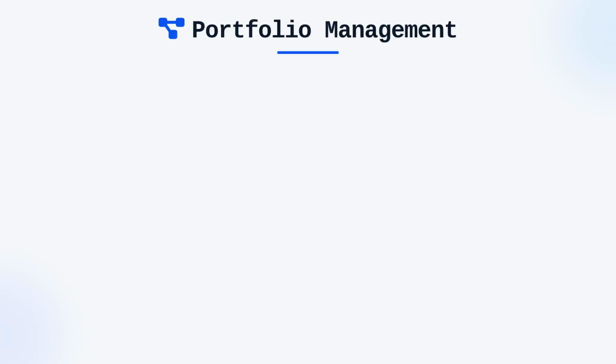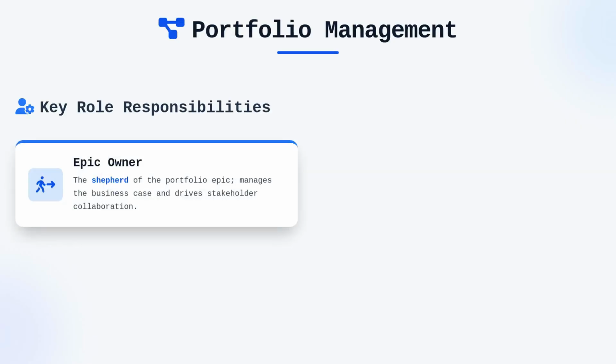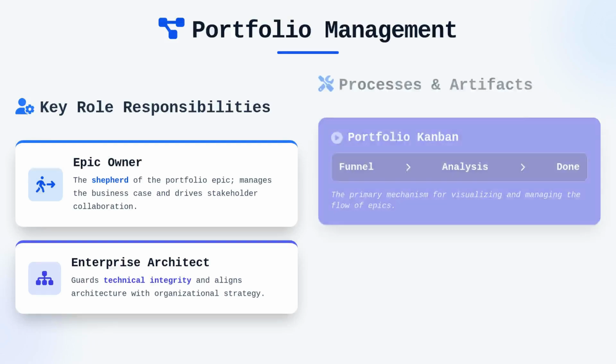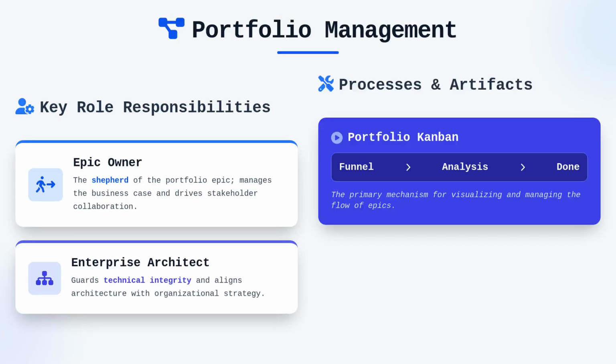Identifying the specific responsibilities of key roles is a recurring theme in the examination, particularly concerning the epic owner and the enterprise architect. The epic owner acts as the shepherd of a portfolio epic, taking responsibility for the business case and collaborating with stakeholders throughout the life cycle of the initiative. Conversely, the enterprise architect focuses on the technical integrity of the portfolio, ensuring that architectural considerations align with the evolving strategy of the organization. When analyzing questions about the portfolio Kanban, consider its role as the primary mechanism for visualizing and managing the flow of portfolio epics from funnel to done.